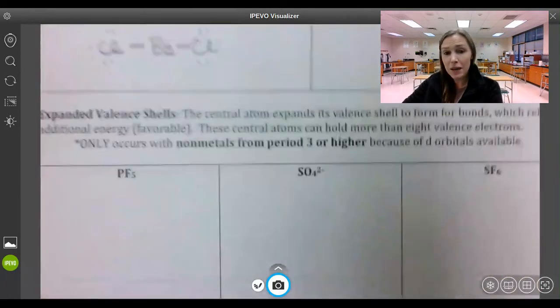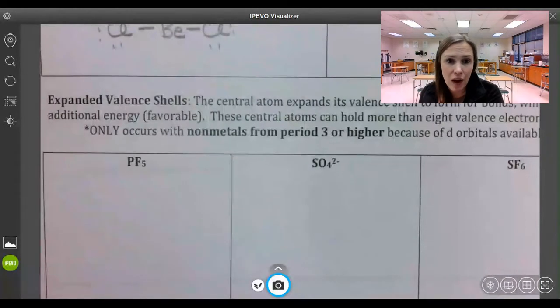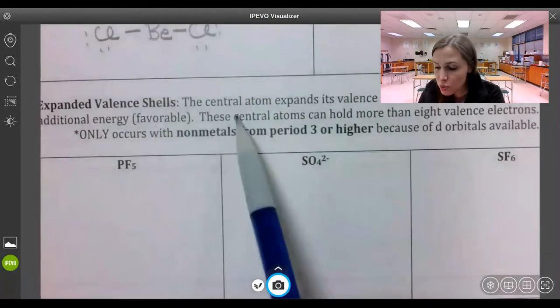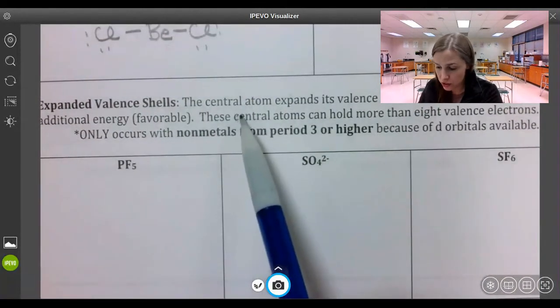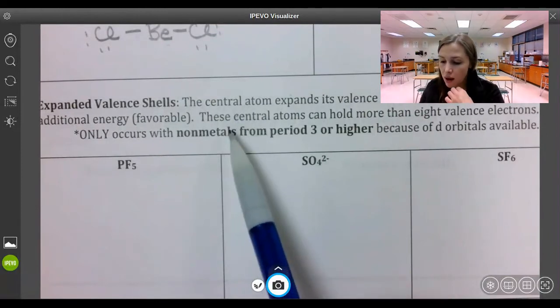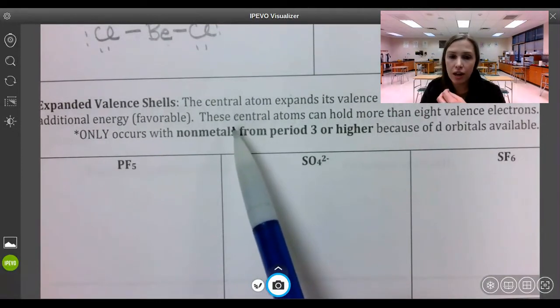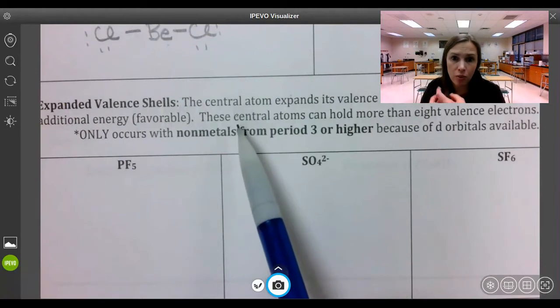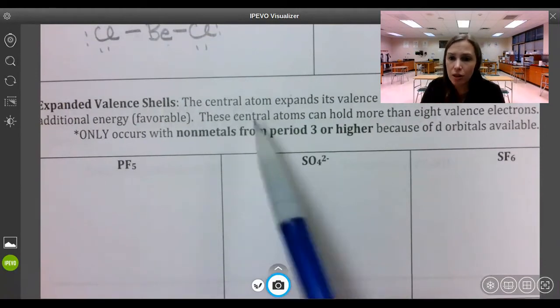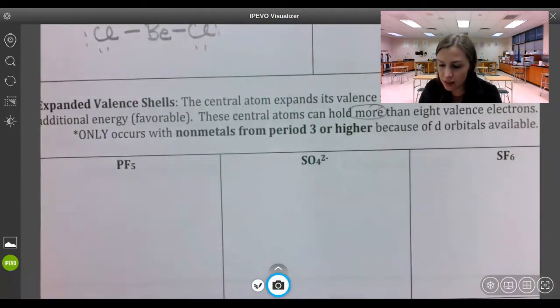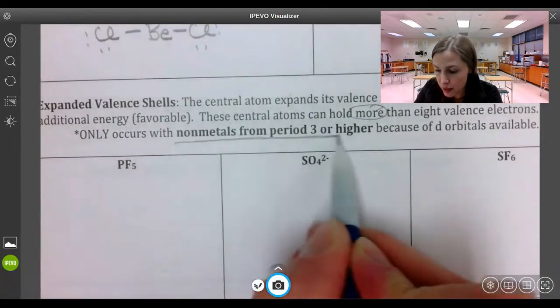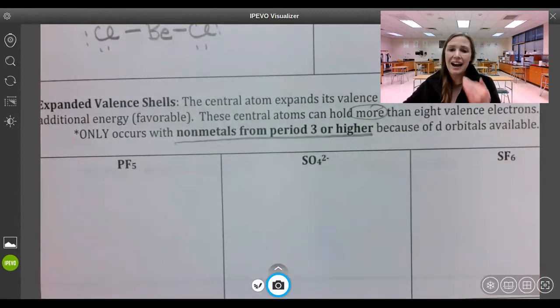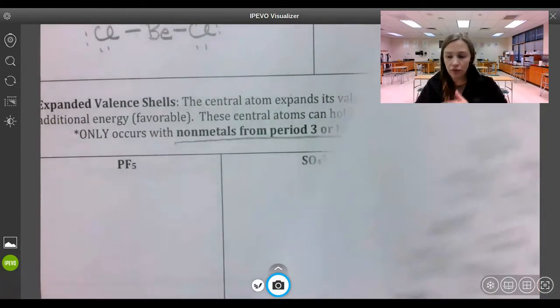All right, a bigger group are our expanded valence shells. So this is when the central atom expands its valence shell to form additional bonds, which releases additional energy, which ends up being favorable, which is why this happens. So the central atom can hold more than 8 electrons. Now, really important is that this occurs with nonmetals from period 3 or greater. Higher meaning period 4, 5, or 6.